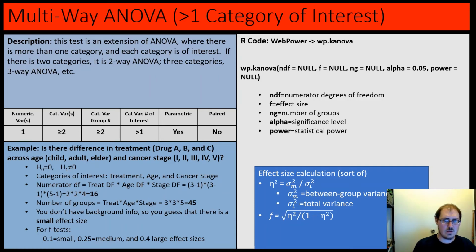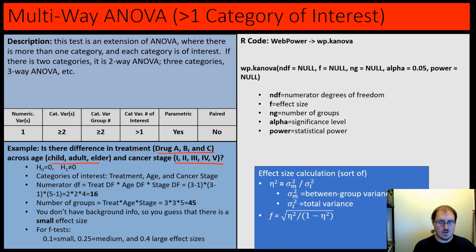Okay, let's take a look now at multi-way ANOVA again, but now with more than one category of interest. So we'll be using the same sort of setup, but we will put in the degrees of freedom differently. Another example here is a difference in treatment, so A, B, and C, across age and cancer stage. Here, I have 3 different categories, because you can do this for as many categories as you really want. Obviously, the more categories, the more sample size you need, but you can do it.